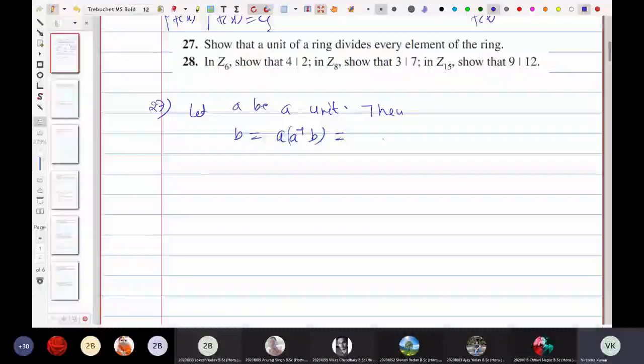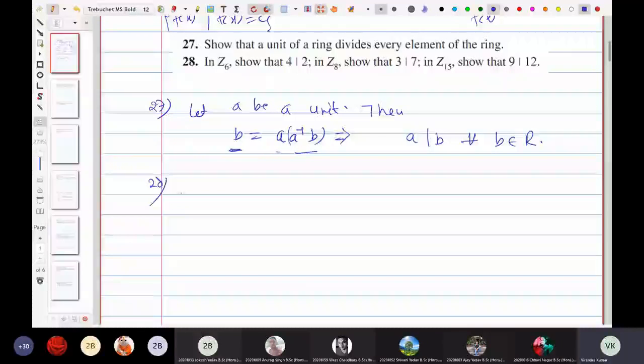Okay. So then you see this B is a product of A and A inverse B. So it means what? That this A divides B. Okay. This implies that A divides B, and this is true for any B belonging to the ring.